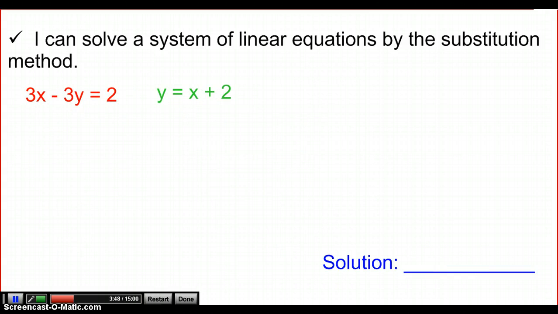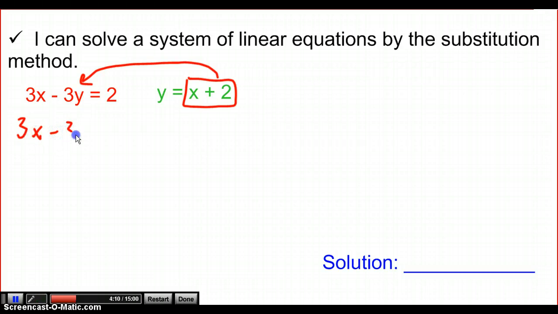Looking at the second example, we have the two equations 3x minus 3y equals 2, y equals x plus 2. We can see that y is already by itself, so we're going to take the expression x plus 2 and substitute in for y. So we have the equation 3x minus 3, and then in parentheses, in place of y, we're going to substitute x plus 2, and then continue the rest of our equation, equals 2.